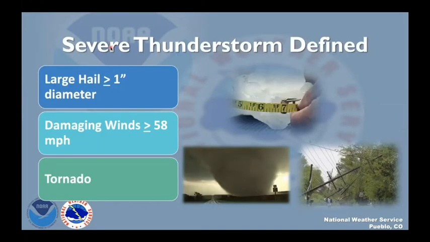So forecasting, well, we have to define what we're forecasting for. A severe thunderstorm is defined as hail 1 inch in diameter or larger. We've got damaging winds, so that's greater than or equal to 58 miles an hour, or a tornado, all of which are severe, and that's the kind of stuff that we want to hear about.